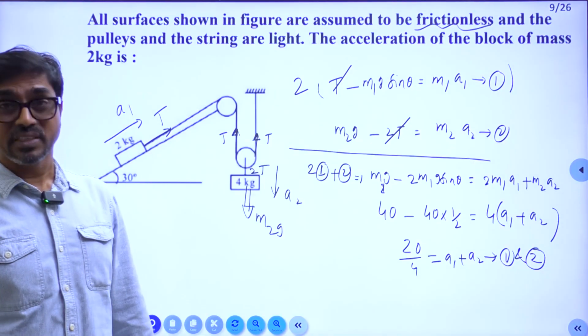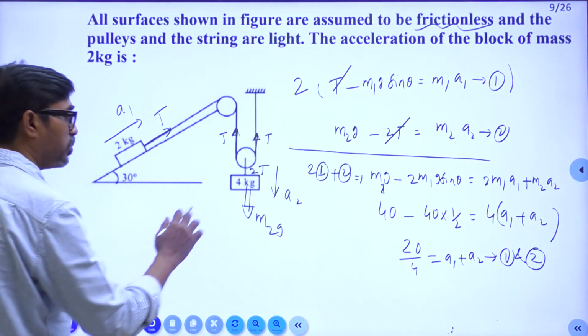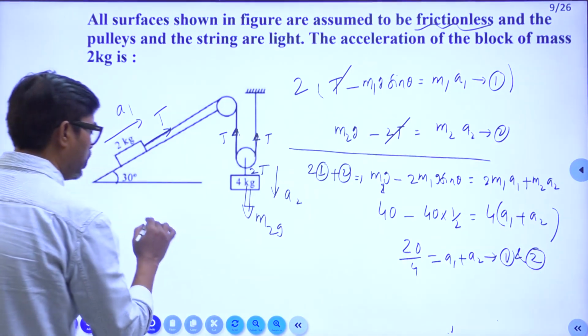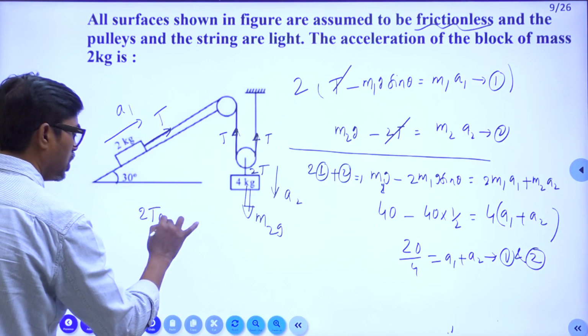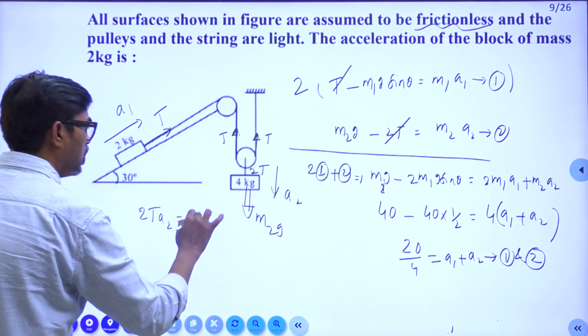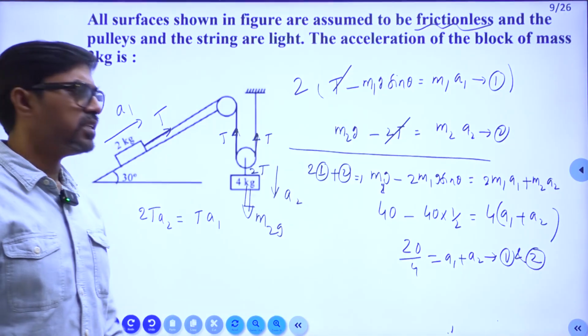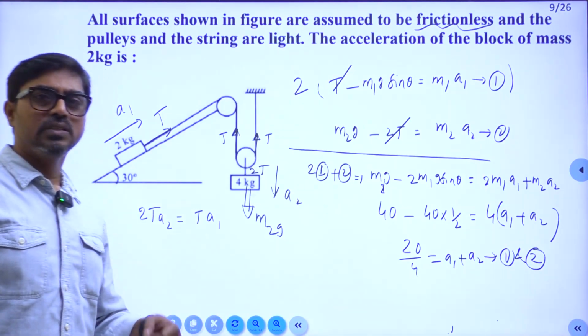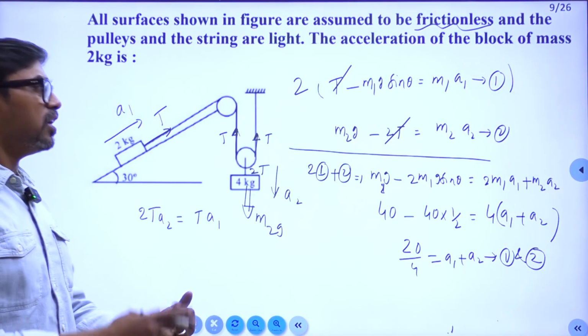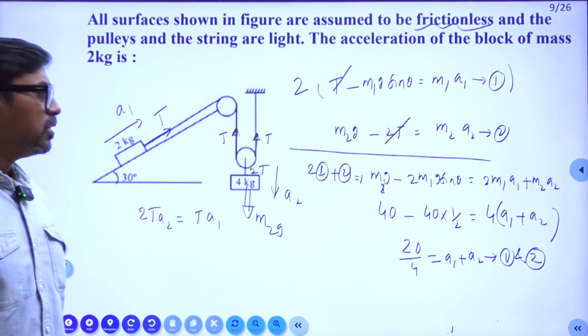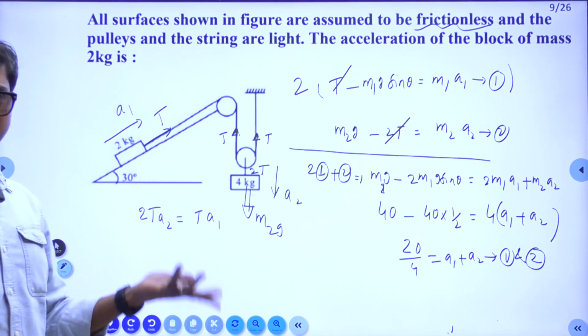That is where you will get the constraint equation. So in the power method I am writing 2T into A2 must be equal to T into A1. Net power delivered by a massless, ideal string is supposed to be 0 because it cannot store energy in the form of kinetic, gravitational or strain energy. So net work done has to be 0. Power has to be 0.